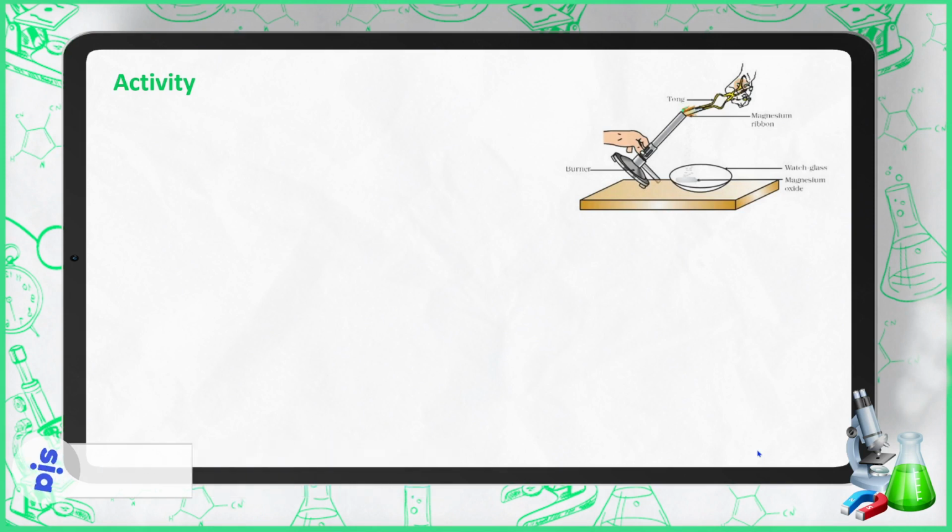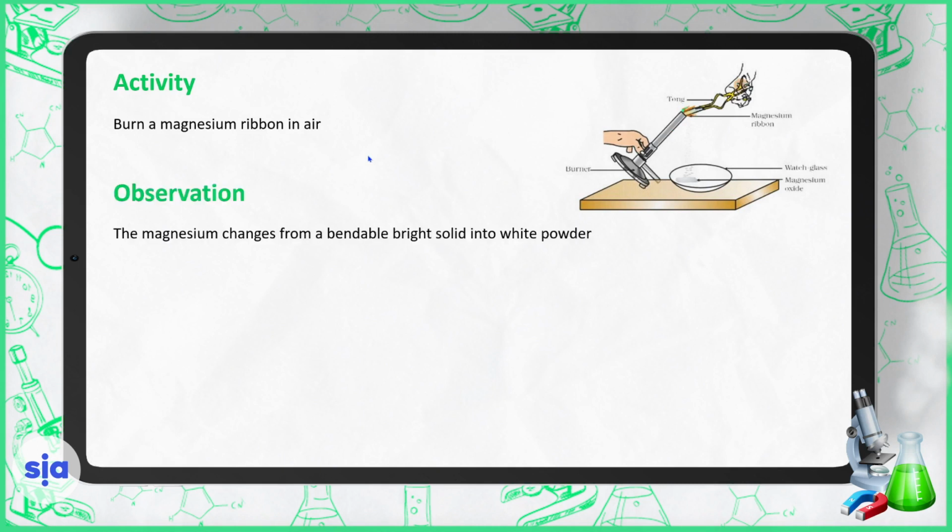We will start with this activity. We will try to burn a magnesium ribbon in air. Try to hold a magnesium ribbon with a tongue over a flame. It will burn in air or in oxygen. What is your observation? You will find that the magnesium will change from a bendable bright solid into white powder.